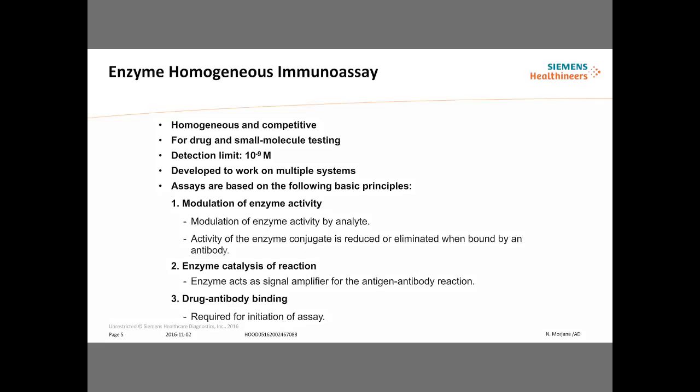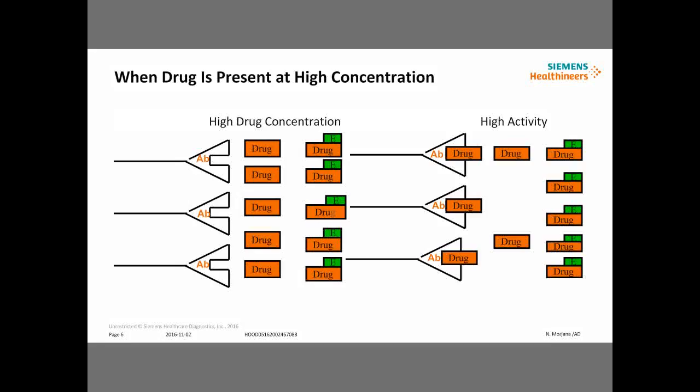One is the modulation of the enzyme conjugate activity by binding to the antibody, and also enzyme catalysis of the reactions. So the enzyme acts as a signal amplifier for the antibody-antigen interaction. And lastly, the interaction between drug and antibody is important to initiate the reaction.